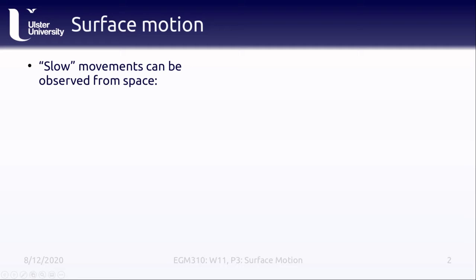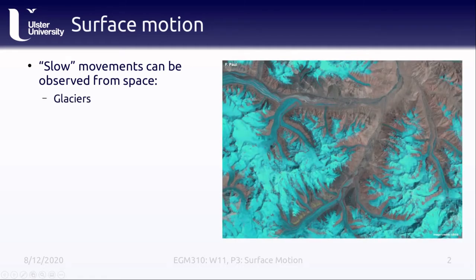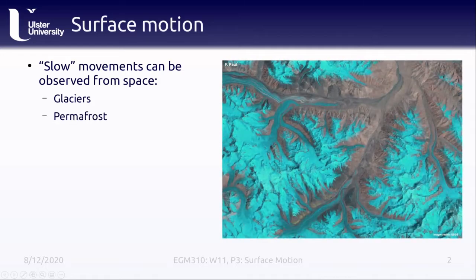Because of the slight offset between different bands in different sensors, we can sometimes see faster movements, such as cars on a motorway or airplanes in the air, but what we're talking about here are large things like glaciers, as shown in the animation here, or permafrost.